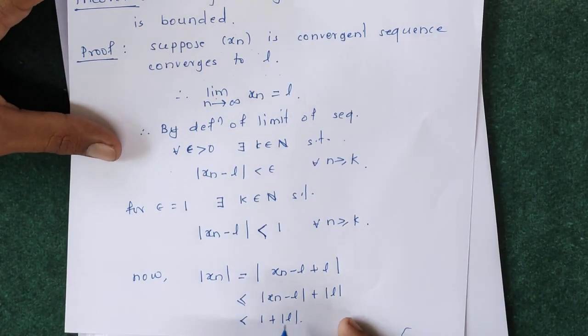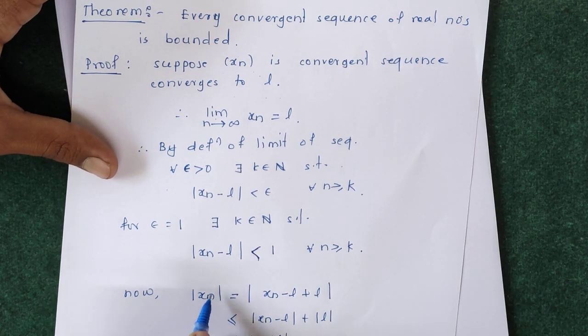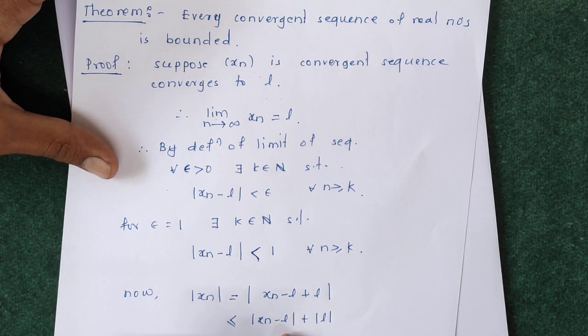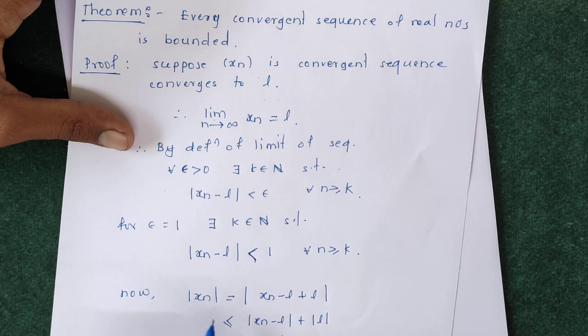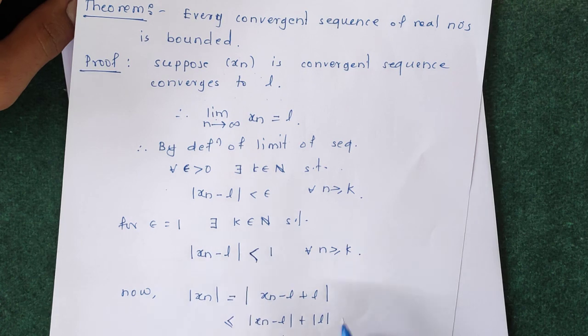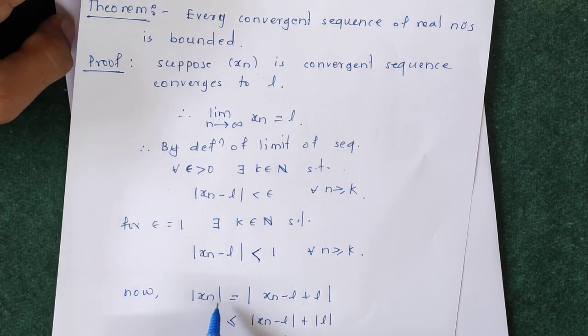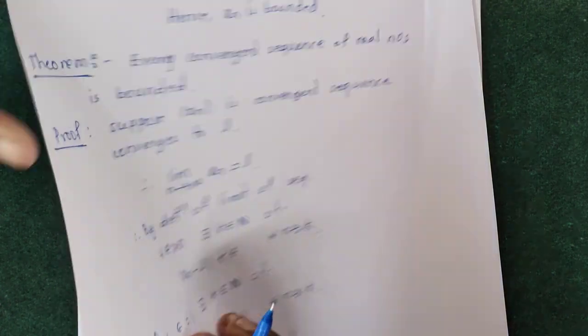If 1 plus mod L is itself an element of xn, then we can write mod of xn is less than or equal to it, but here we get mod of xn strictly less than. So if we find all the elements of xn and take the maximum number from that sequence, we can take that as m, or if 1 plus mod L is an element of xn, we can write 1 plus mod L equal to m, for which all the elements of the sequence xn are less than or equal to that m.